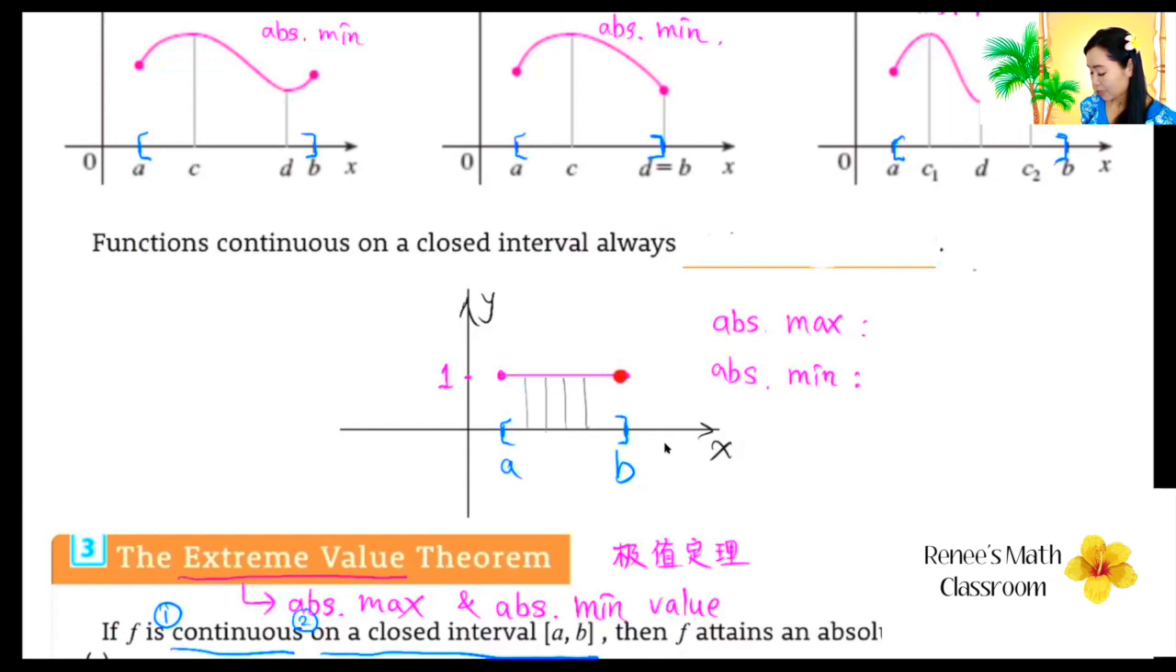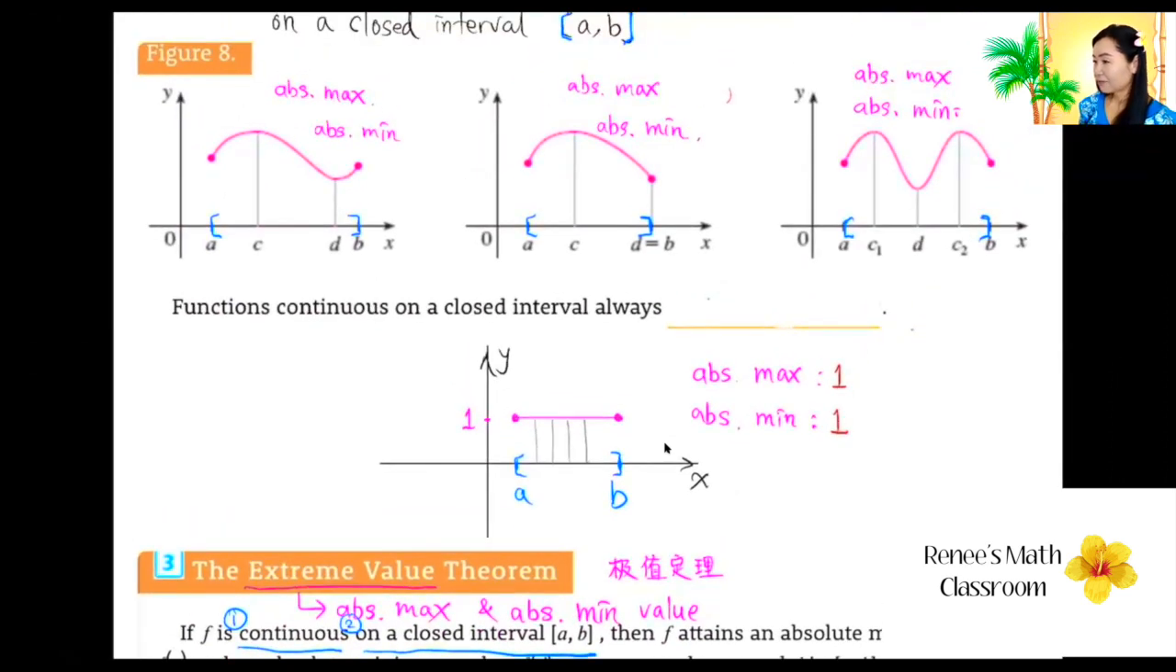So absolute max is 1. Absolute mean here is also 1. So you could have the absolute max and absolute mean be the same function value if it's a constant function. Looking at this, you had come up with this idea, right?